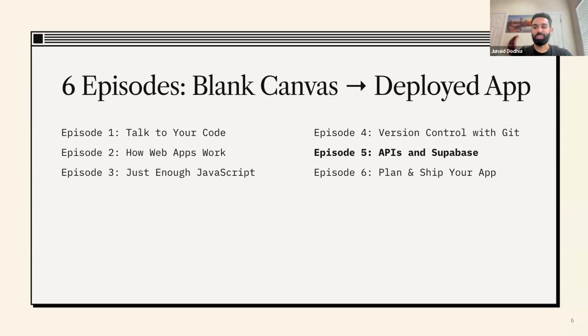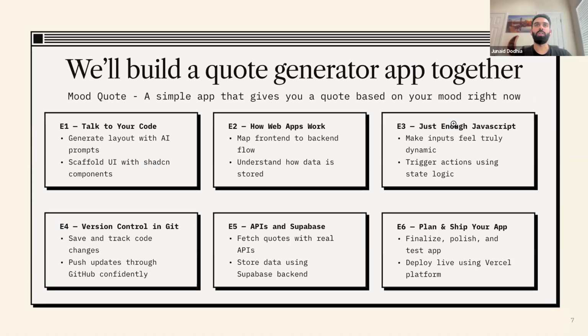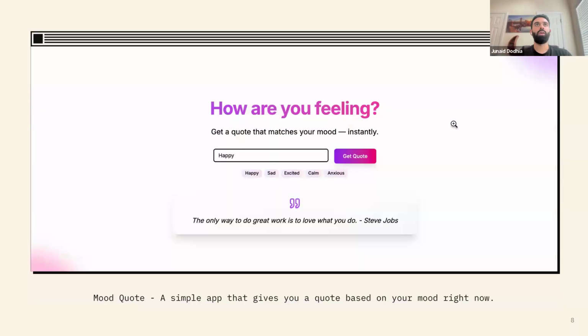Thank you. So we're doing this series, and we're making a mood quote application, and we're in the fifth episode of a six-episode series. And this one is APIs and Supabase, which is how your application talks to other services, and how you store data using Supabase, which is a scalable database service.